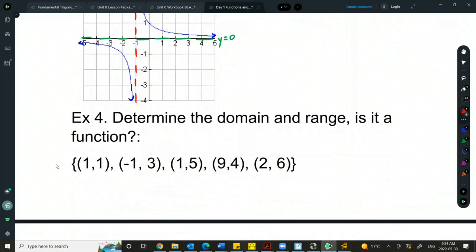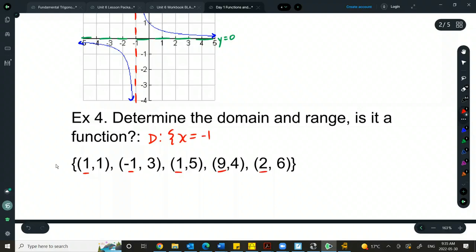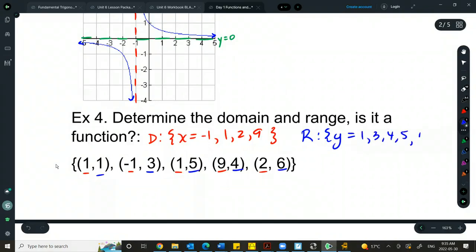For a set of points, this one's pretty quick, so we'll just do x equals, and then we list the x coordinates, lowest to highest. Don't duplicate any of them. So -1, 1, 2, 9. And then for range, we list the y coordinates, lowest to highest, no duplicates. So 1, 3, 4, 5, 6.